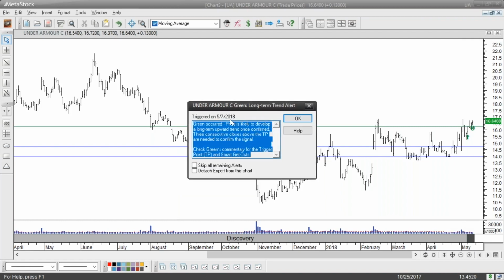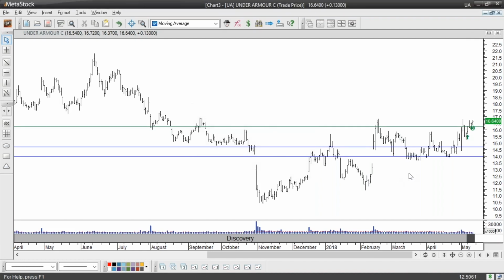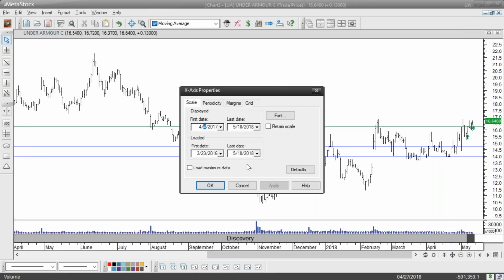This is our alert from 5.7 telling us that a green occurred. This is what we're looking for. Here's our alert that tells us green confirmed. Today is the third consecutive close above green's trigger point. Perfect. Hit OK. I'm good to go. I can enter this trade at $16.64. Now let's jump forward in time even further to today, 6/14.